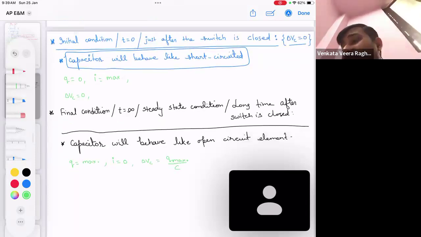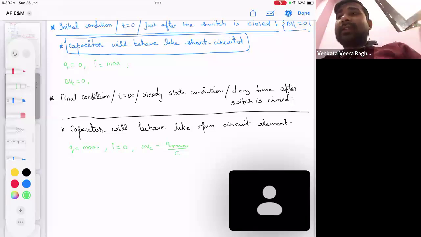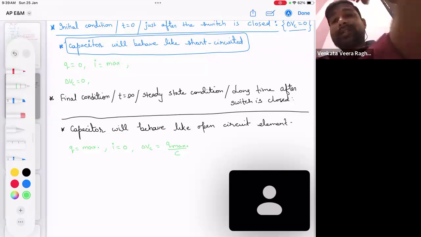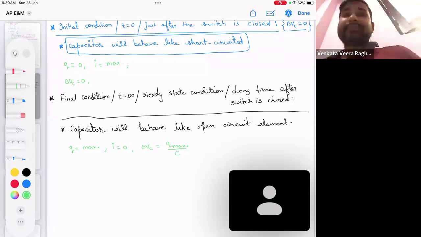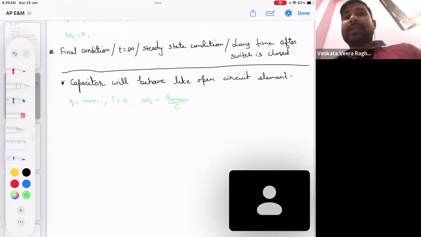Again, energy stored we can also find out, isn't it? What will be the energy stored in the capacitor? It will be maximum. Why maximum? Because the charge on the capacitor has become maximum. If the charge on the capacitor has become maximum, that means the energy stored is also going to be the maximum. Understood? Please tell me, clear?